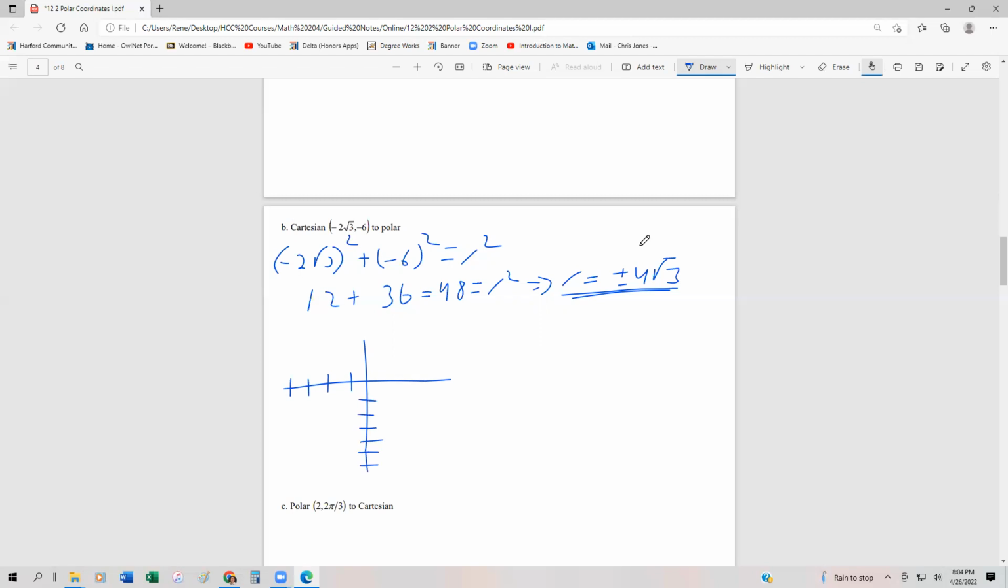And regardless, we know that it should end up somewhere in quadrant number 3. Okay, so that should be helpful for us as we go through. Now, the other thing that we have to be cognizant of is trying to figure out the angle. And we know that theta is going to be the arctangent of y over x. So that's negative 6 over negative 2 roots of 3.